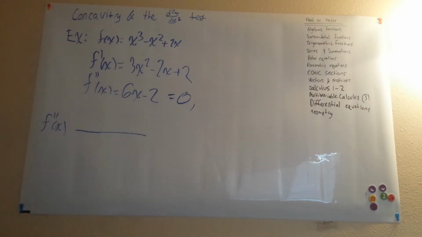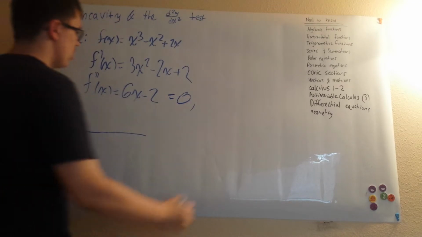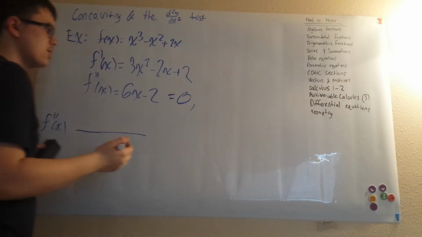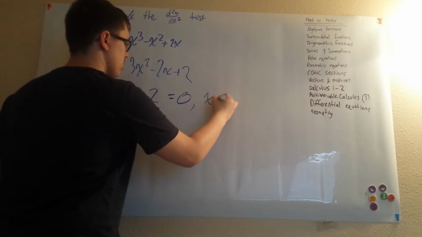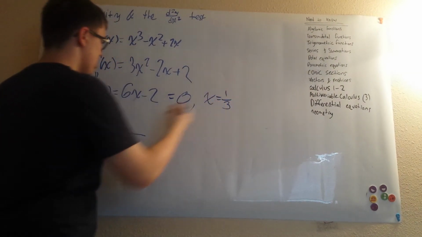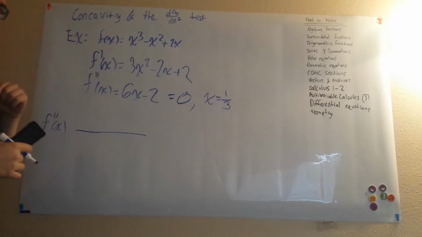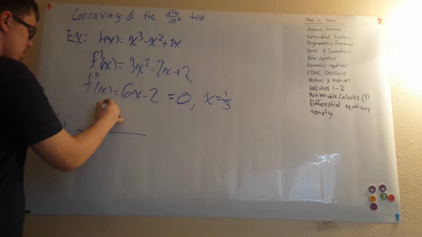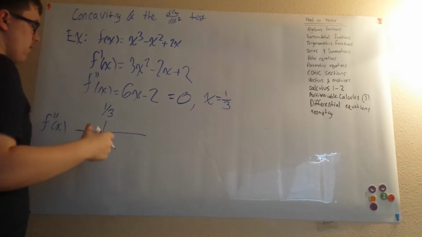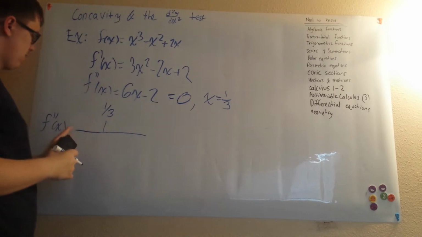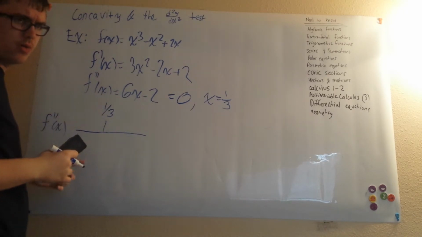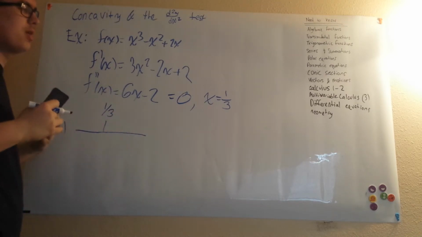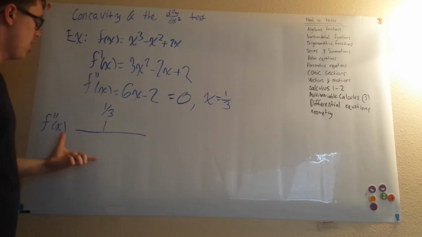When is that equal to 0? Well, let's solve for it. If we add 2 and divide by 6, it's when x equals 1/3. So it's 1/3. 1/3 of 6 is 2, minus 2 is 0. So we're going to test values, plug them into the second derivative, see what the signs are, and if they change, then we have a point of inflection.